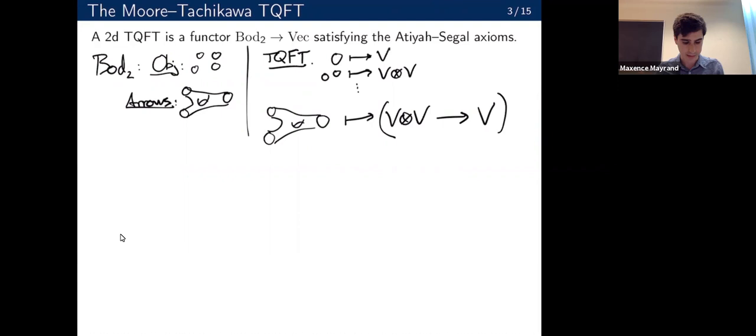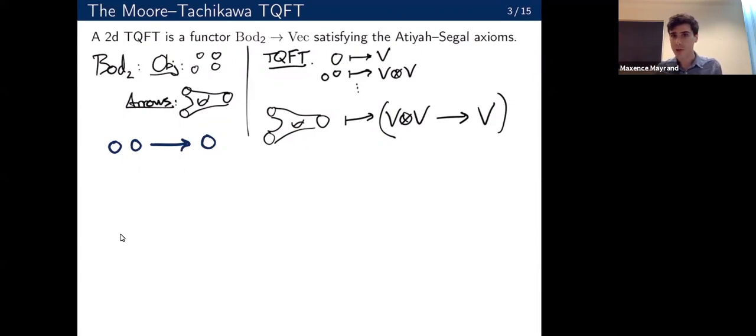And an arrow in this category is a surface with boundaries. And so this is an example of an arrow from two copies of the circle to one copy of the circle. And composition is the obvious thing where you glue these surfaces together. And the TQFT is just a functor from this category to the category of vector spaces. So you have to see where the circle, which is an object in this category, goes. It goes to a vector space.